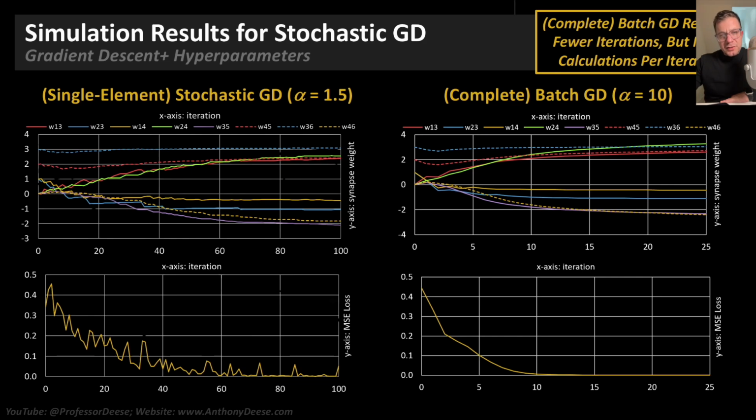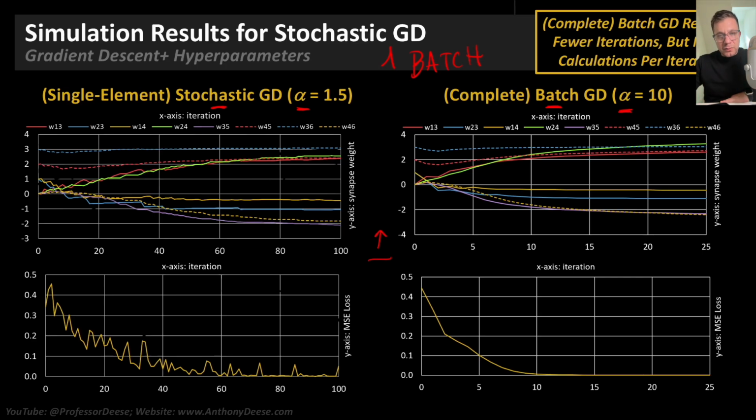This page compares simulation results yielded by stochastic as well as batch gradient descent by the two spreadsheets that we just discussed a second ago. On the left-hand side, we have the results for stochastic gradient descent, which employs a smaller learning rate of 1.5. On the right-hand side, we have the batch gradient descent results, which employ a larger learning rate of 10.